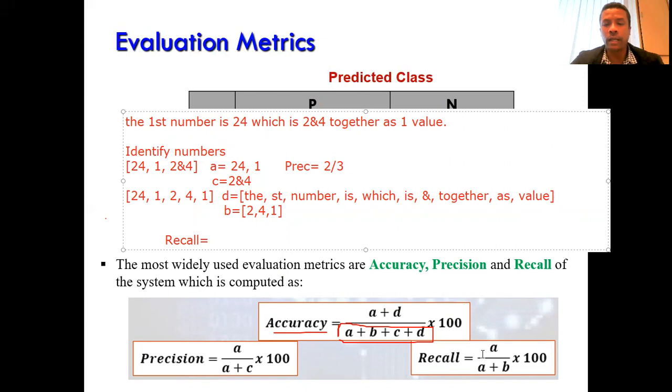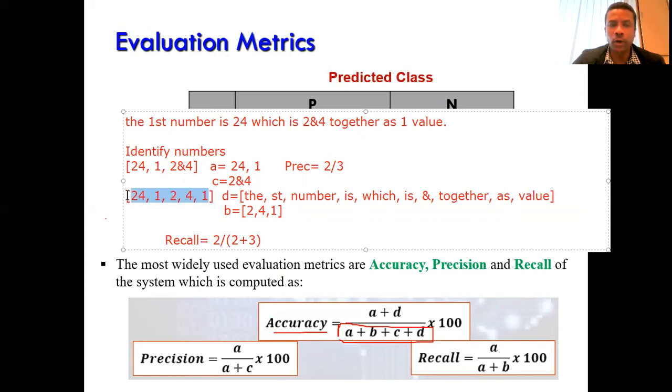Recall ምንድን ነው ብለናል? A over A plus B. So what is the value of A? 2. What is the value of B? 2 plus እንልና, what is the value of B? 1, 2, 3 ናቸው, 3. So it means actually we are expecting 1, 2, 3, 4, 5.